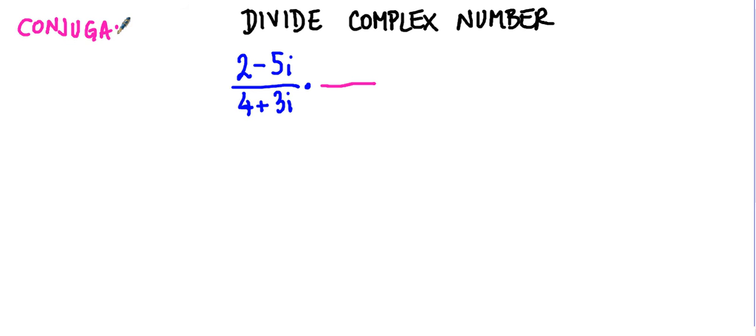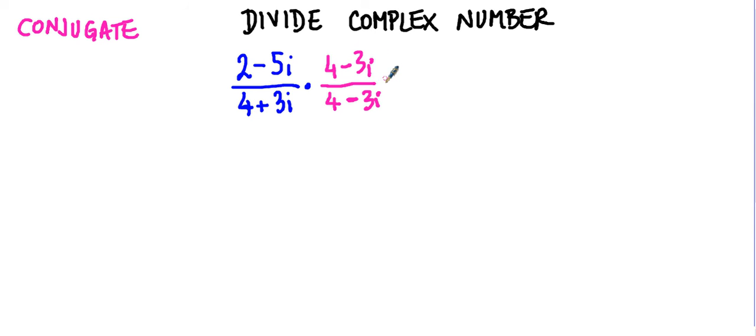And conjugate simply means that we look at the bottom of the fraction, we see 4 plus 3i, and we copy that, except that we change the sign of the imaginary part. So instead of 4 plus 3i, it's going to be 4 minus 3i. And then we're going to do the same thing on top.